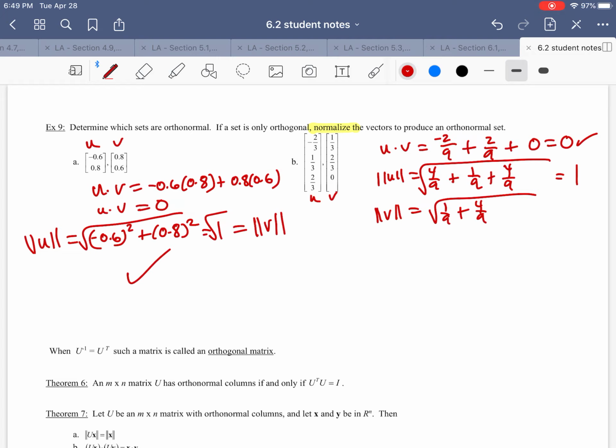That is the square root of 1/9 plus 4/9. So that's the square root of 5/9. So it's not equal to 1. So this is not an orthonormal set. We have to make it that way.